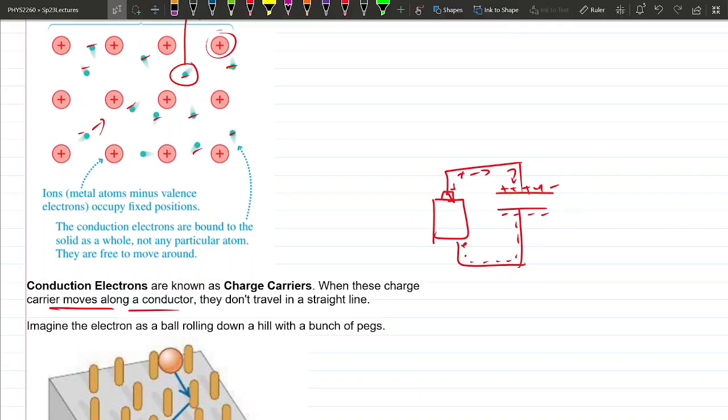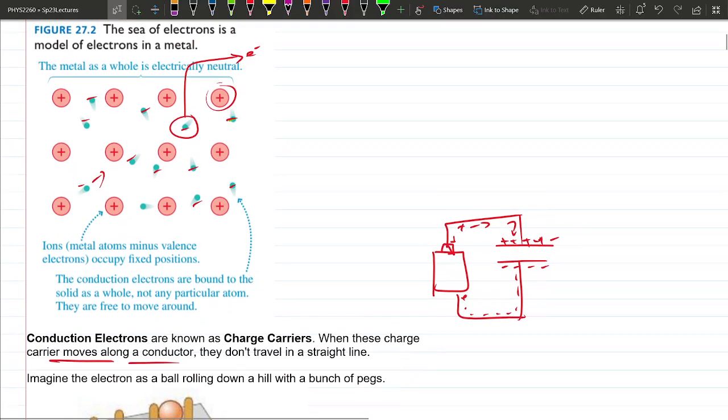They don't get to go on a straight path if they're traveling through a little wire. Let's say I start off with an electron here. It bounces here, bounces here, bounces here, bounces here. It doesn't go in a straight path across.